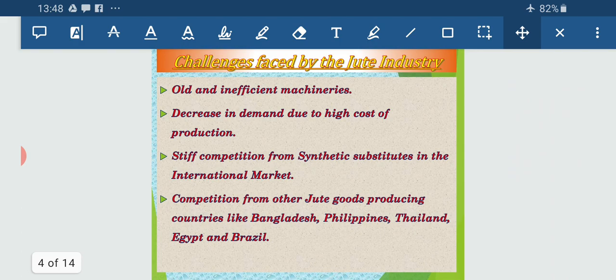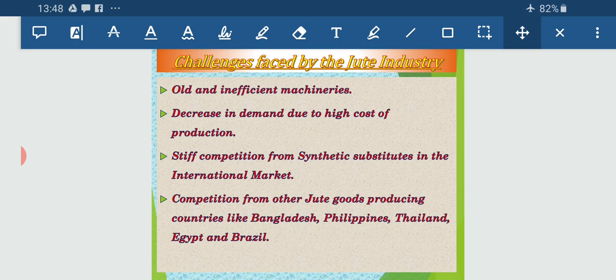Now, there are so many advantages for the growth of the jute industry, but the jute industry is facing lots of challenges. So what are the challenges faced by the jute industry? Number one, updated machineries are not there. Even the technology being used is very outdated, with old and inefficient machineries, so they are not getting good quality products, nor is the production very large.